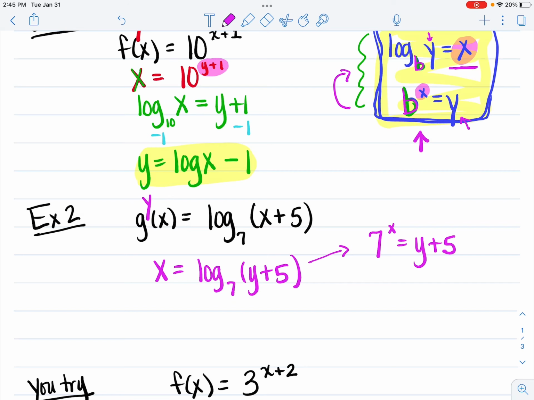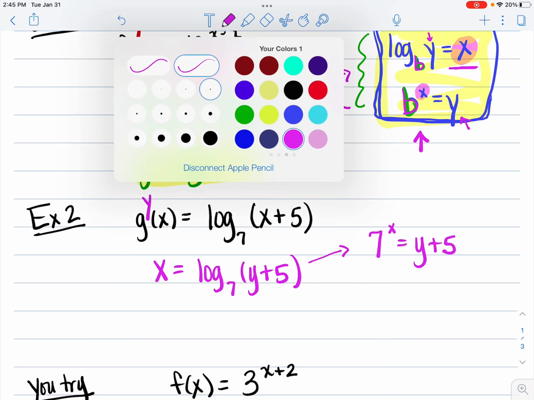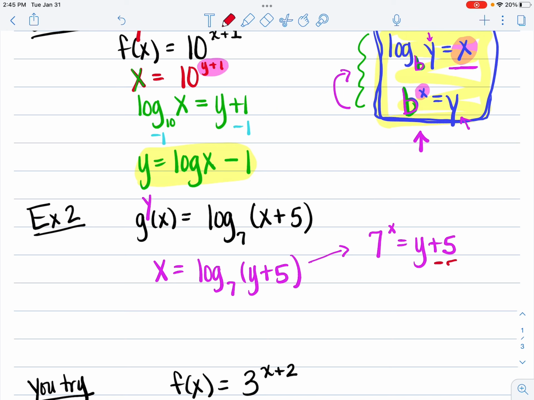Like the last one, I need y by itself, and I see that I'm adding 5, so I'm going to subtract 5 from both sides. I can't actually subtract the 7 and the 5 because it's 7 to the x power and the 5 is just a 5. So I'm going to get y equals 7 to the x power minus 5. That is the inverse of g of x equals log base 7 of x plus 5.